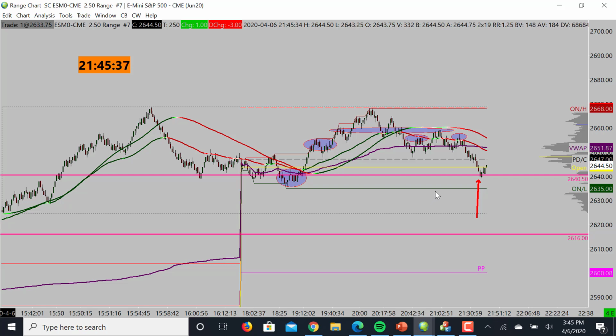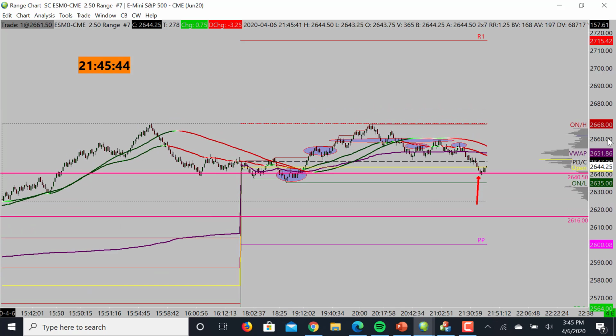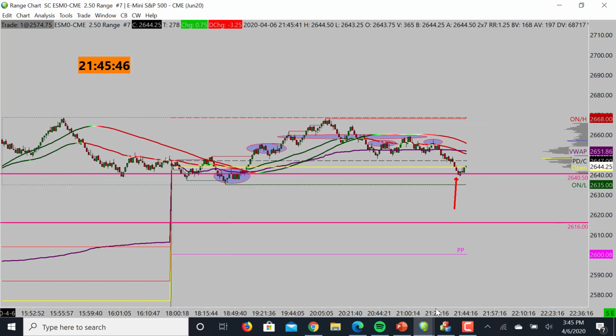So you made about $500 in about 20 minutes. That's not bad for a trading day, right? That pretty much could be your whole day if you want to.